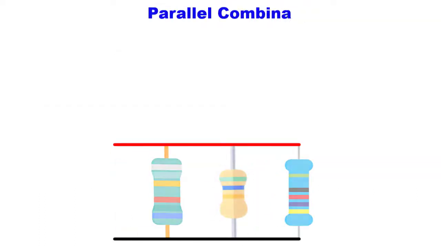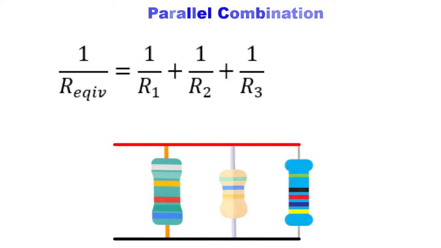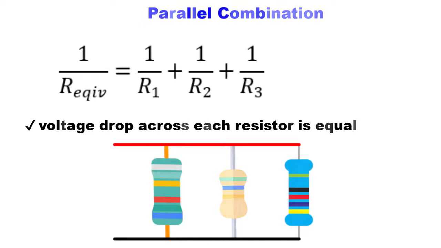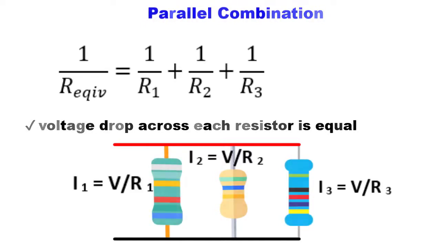For resistors in parallel there is a different approach. Here, the inverse of the equivalent resistance is equal to the sum of the inverse of every individual resistor in parallel. For the parallel circuit, voltage drop across each resistor is equal. Knowing this, we can use Ohm's law to calculate the current through each resistor.